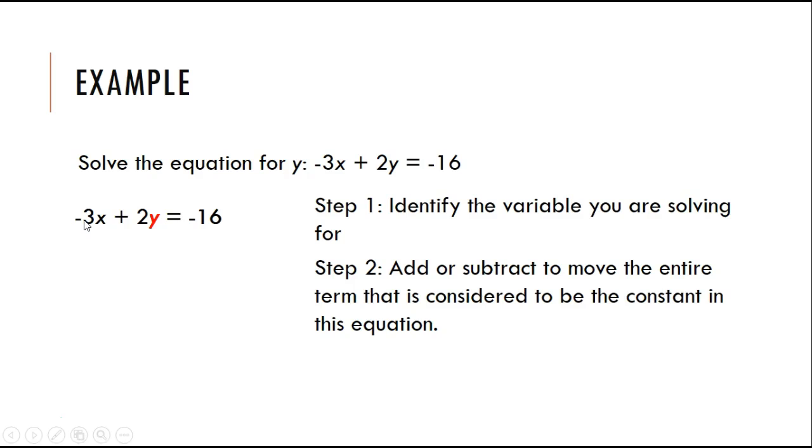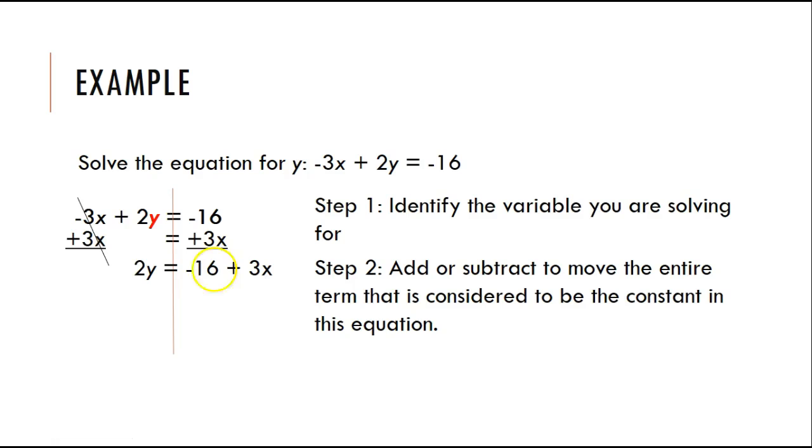You use opposite operations by adding or subtracting. So because this is negative 3x, I'm going to add 3x to both sides. Now, negative 3x plus 3x equals 0, and that's the goal, to get rid of it from that side of the equal sign. And on the other side, we can't calculate negative 16 plus 3x because they're not like terms. Therefore, all we're going to do is just rewrite the entire equation. 2y equals negative 16 plus 3x.